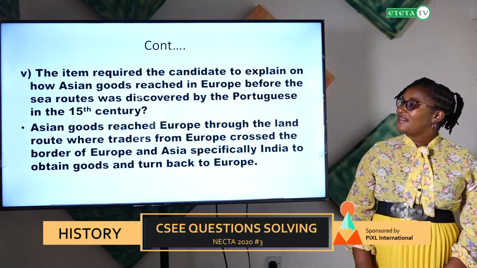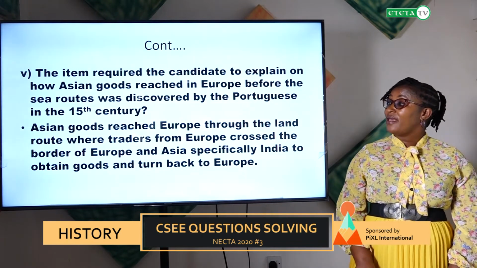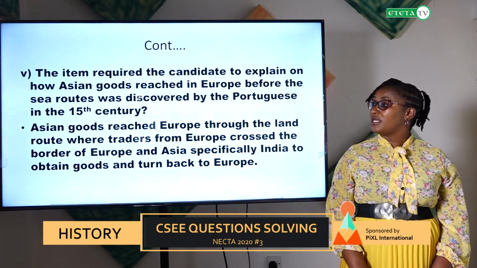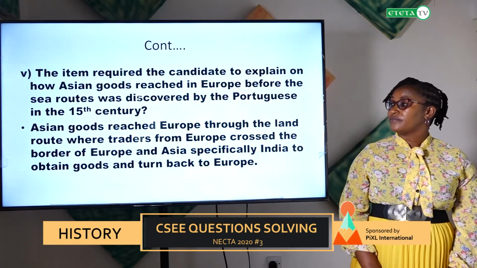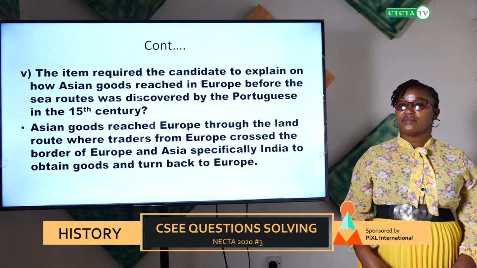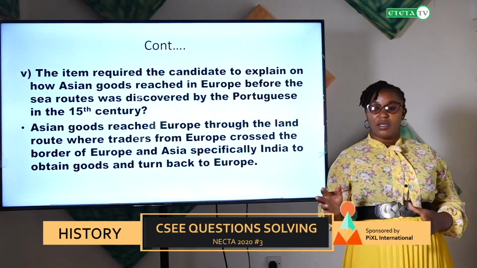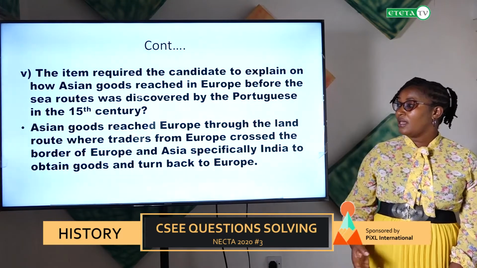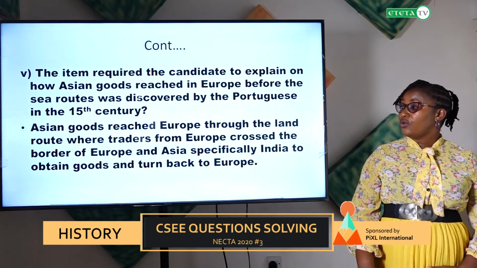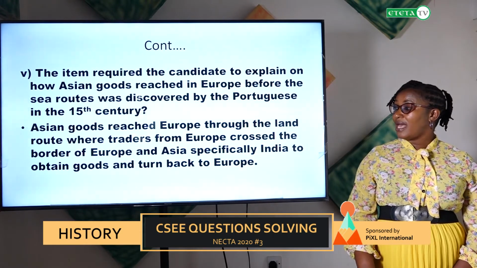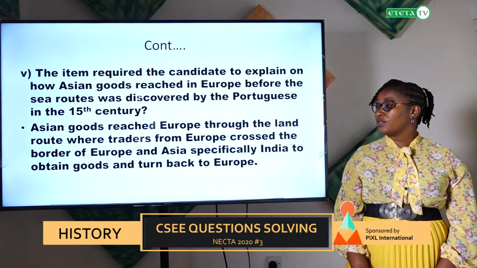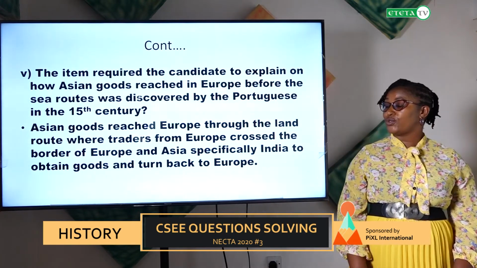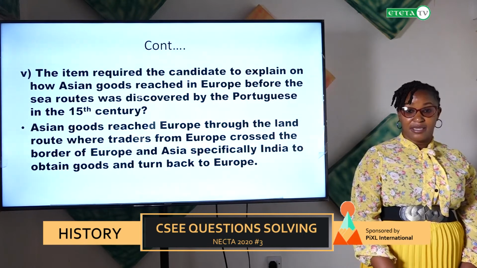Item number 5. The item required the candidate to explain how Asian goods reached Europe before the sea route was discovered by the Portuguese in the 15th century. It is simply that the Europeans were able to travel to Asia, but the sea routes were not yet discovered. Now, how did they reach Europe? Asian goods reached Europe through the land routes, where traders from Europe crossed the border of Europe and Asia, specifically India, to obtain goods and turn back to Europe. So they used the land routes.